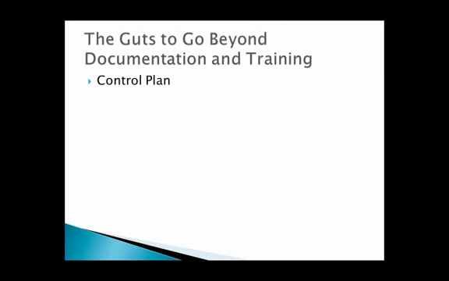Having the guts to go beyond training. So does anybody know what the key components of a good control plan are? If you're a Six Sigma person, you go to define, measure, analyze, improve, control. When you get to the control phase, what do most people say? Okay, we implement the changes, we document and train. Fantastic. Is there more to that? Is that really putting controls in place? No, it's not. There's more that we can do.